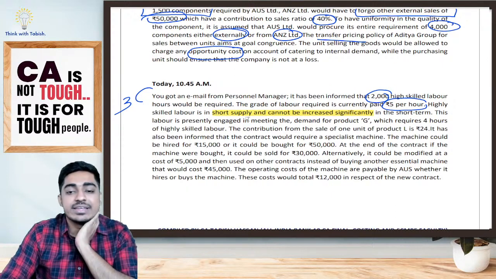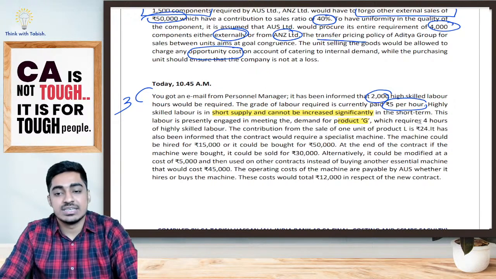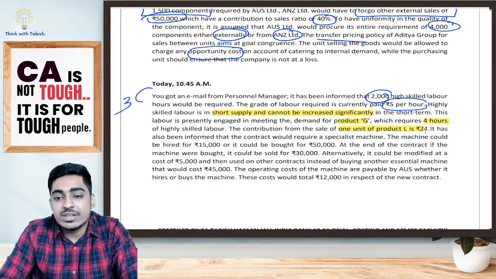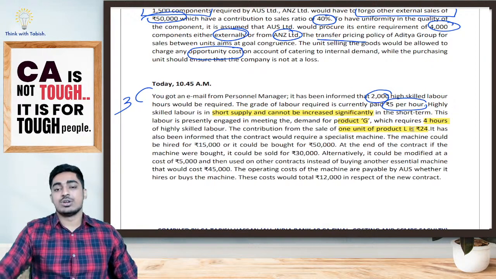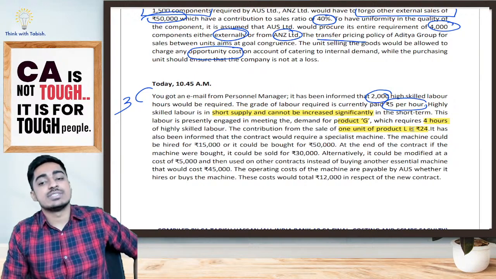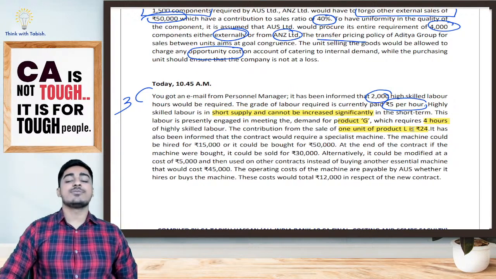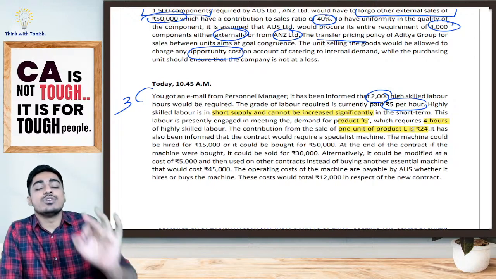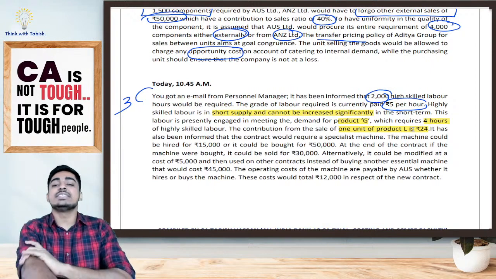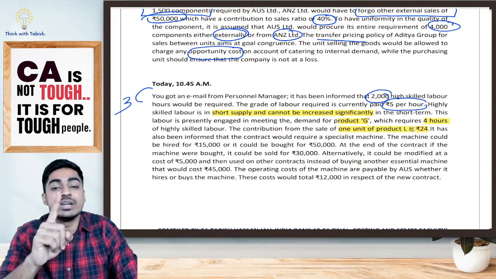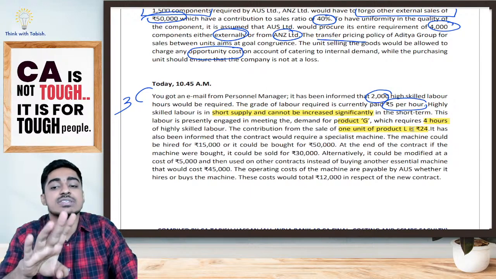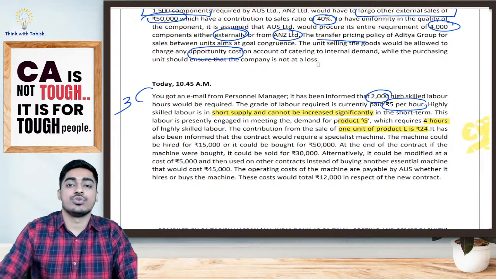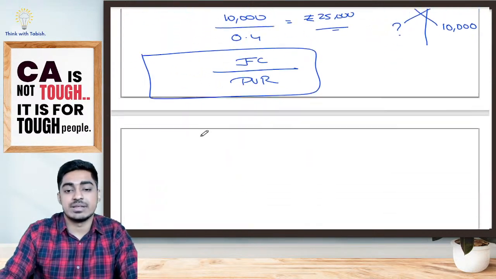At present, what are they doing? They are at present producing product G, which requires 4 hours, and contribution by selling 1 unit is 24 rupees. To take up this contract, 2,000 labor hours is required. For labor, how much are we paying? We are paying them 5 rupees per hour. But wait, they are not sitting idle. They are doing something else. They are producing product G. If they produce product G, they will get 24 rupees for 1 unit, and to produce 1 unit, they have to work for 4 hours. Effectively, for 1 hour, they are getting 6 rupees per hour. Yes or no? So look at this, for labor.